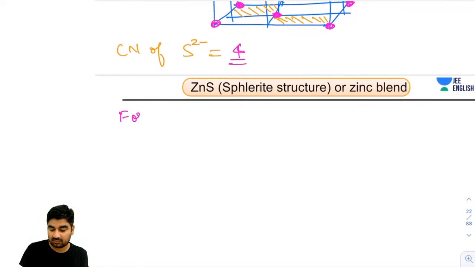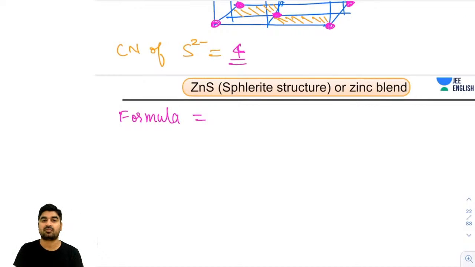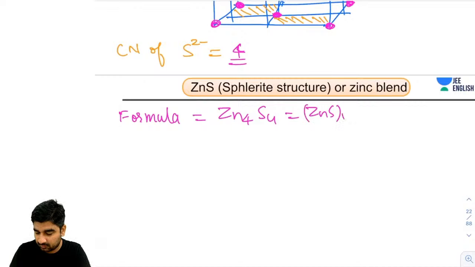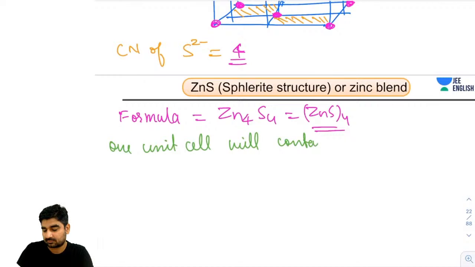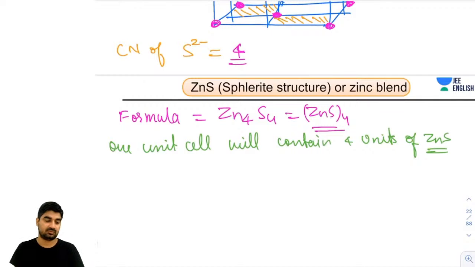Now what is the empirical formula? The empirical formula will be Zn4S4, that is ZnS. Now I can say, guys, one unit cell will contain 4 units of ZnS. I think now it is clear.